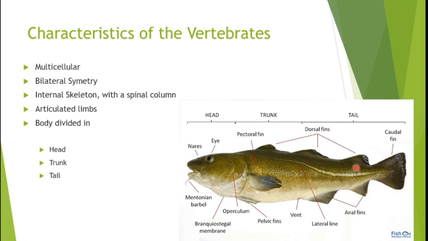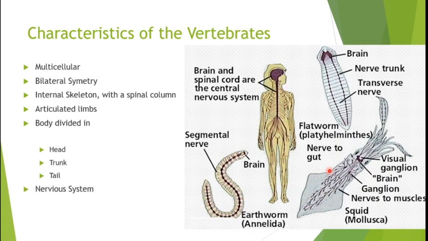And in some occasions the tail can be lost, like for example in our case, the humans, who have lost our tail. And to finish, the nervous system. The nervous system of a vertebrate has 3 parts: a brain, a spinal cord, and nerves all around the body.